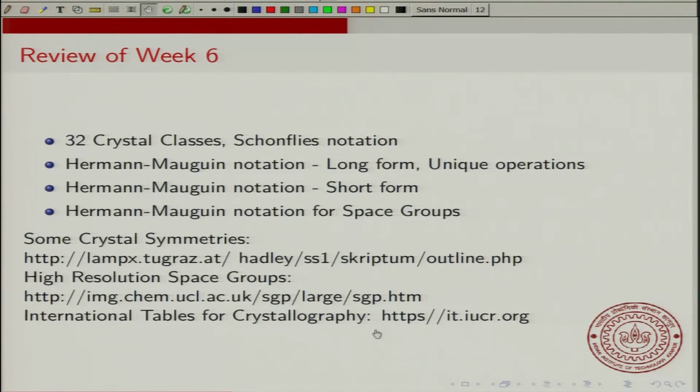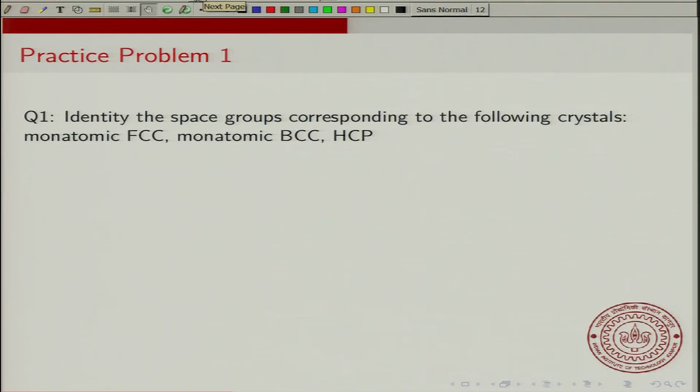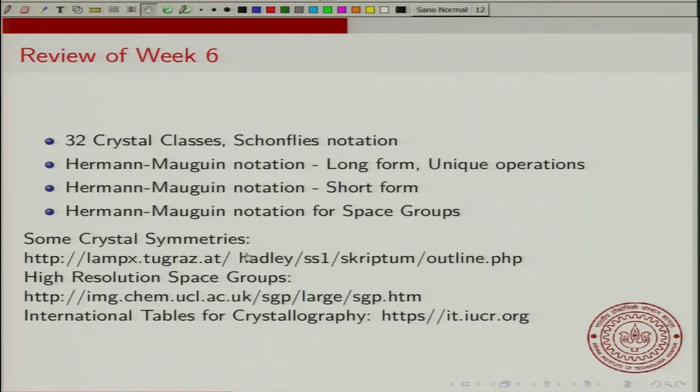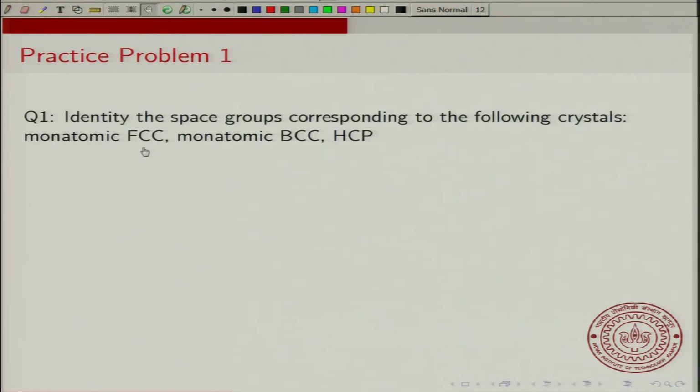So if you have an arbitrary crystal and you have the symmetries and you want to know what space group to classify it in, you can look at the International Tables of Crystallography, find out the exact symmetry operations for each space group, check with your material and put it in the appropriate space group. Now, let us work out a couple of fairly simple practice problems. I encourage you to look at FCC, BCC, HCP in some of these resources and try to see what the space groups look like. So, identify space groups corresponding to the following crystals: a monatomic FCC, a monatomic BCC and an HCP crystal.